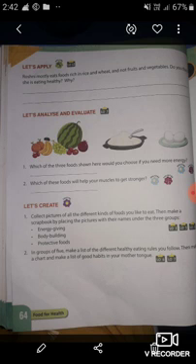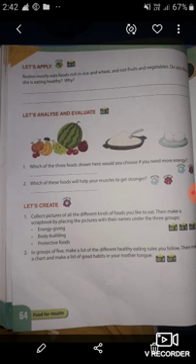You know very well there are 3 food groups: energy giving, bodybuilding and protective foods. So students, you have to paste the picture of energy giving food under energy giving, and paste the picture of bodybuilding food under bodybuilding. Similarly, you have to paste the picture of protective food under protective foods.